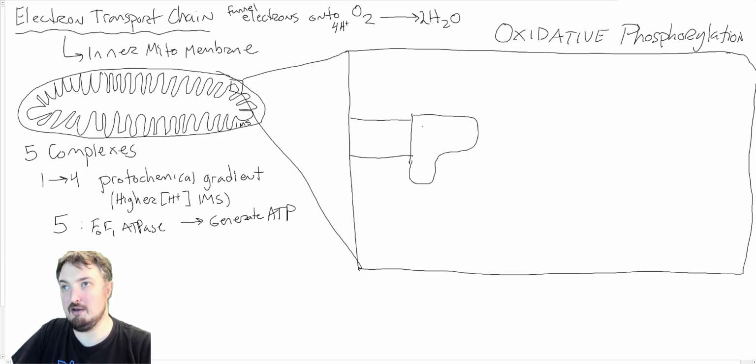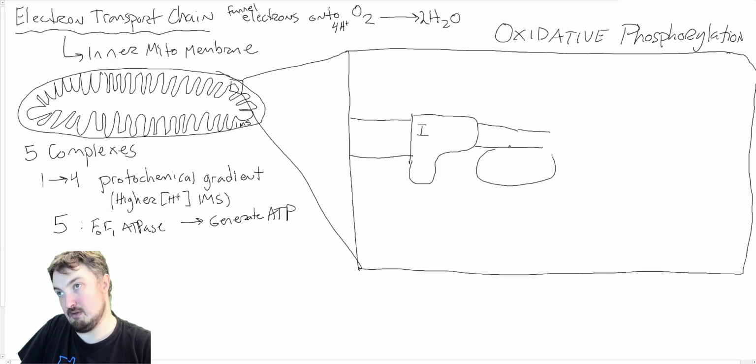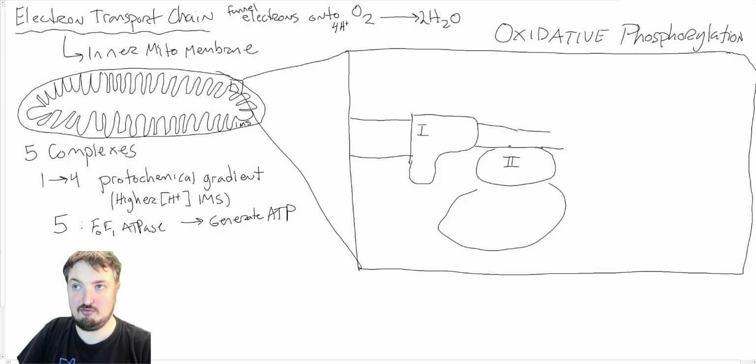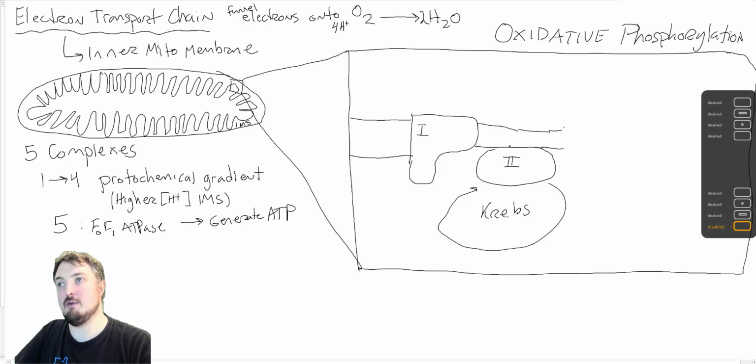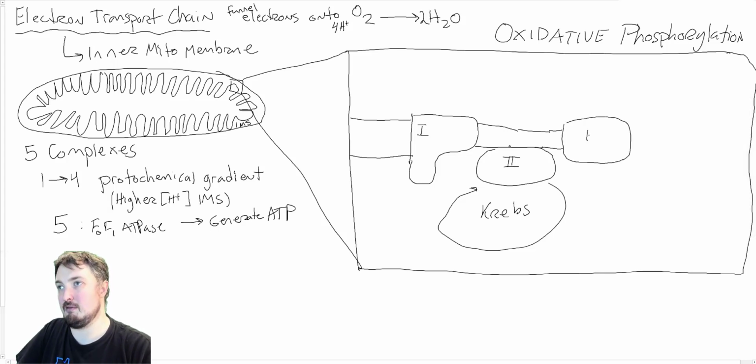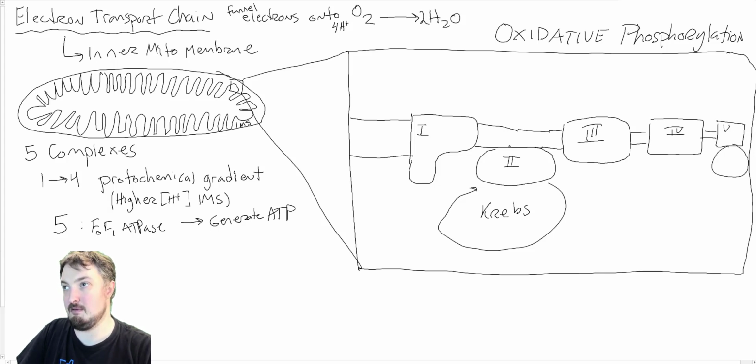Here's complex 1. Then there's complex 2. Remember that complex 2 is our succinate dehydrogenase that we saw in the Krebs cycle, so that's a member of the Krebs cycle. Krebs is going to go through this cycle, and this is one member of that complex. Then we have complex 3 and complex 4, and finally complex 5. We're going to talk about each one of these.